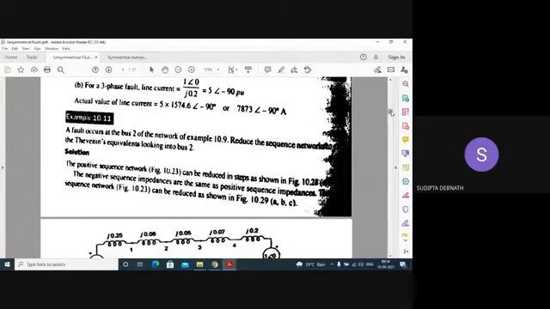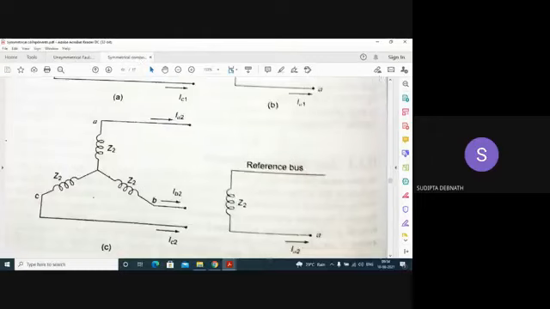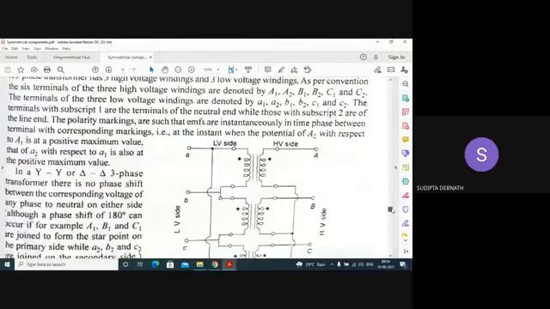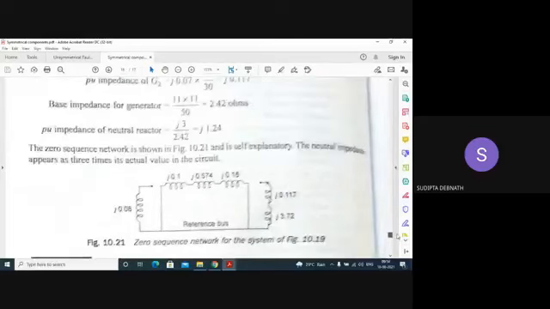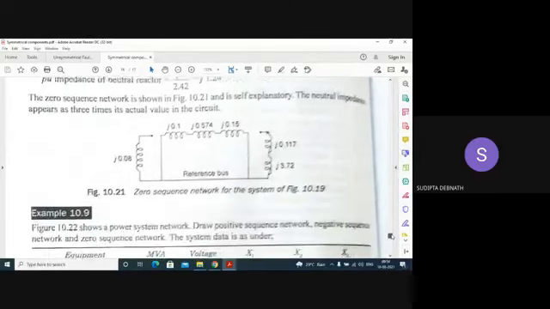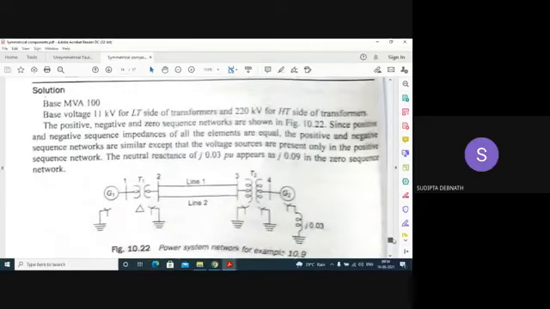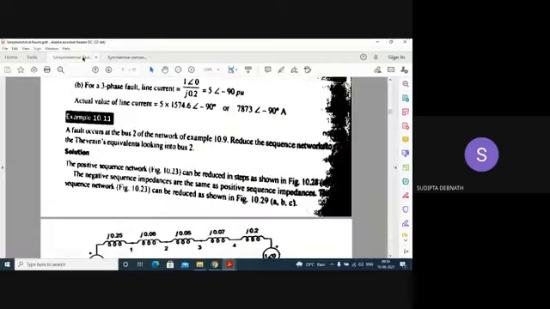A fault occurs at terminal 2 of example 10.9. Example 10.9 means the last problem that we discussed in the last class. This is the figure. Now, what is the question? Single line to ground fault occurs at bus 2. Reduce the sequence networks using Thevenin's equivalent, looking into bus 2.